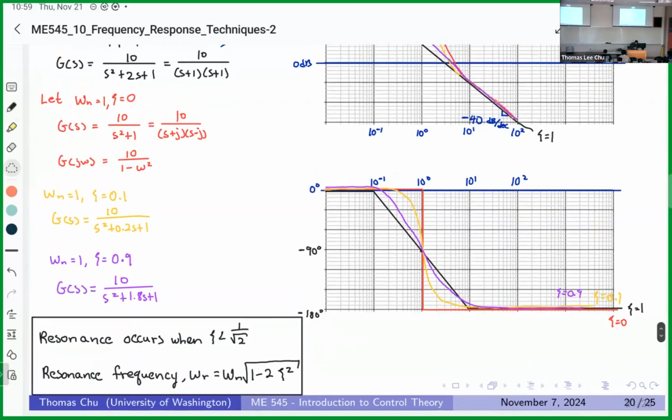So if we look at this case, this is larger than 1 over root 2, so no resonance. And then this is less than 1 over root 2, so there is resonance.